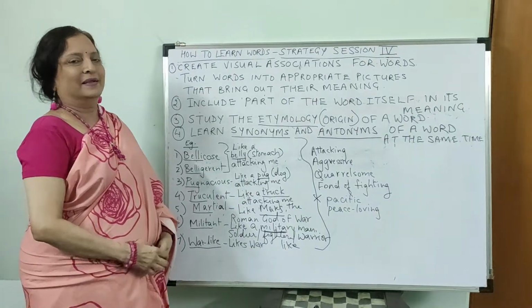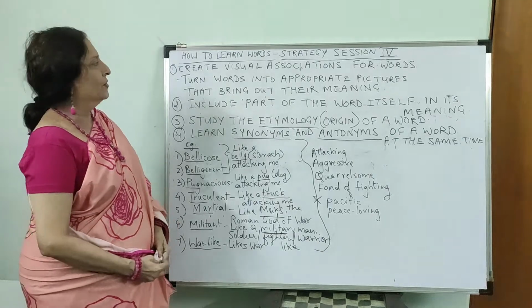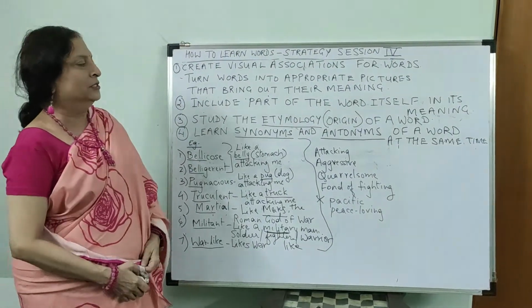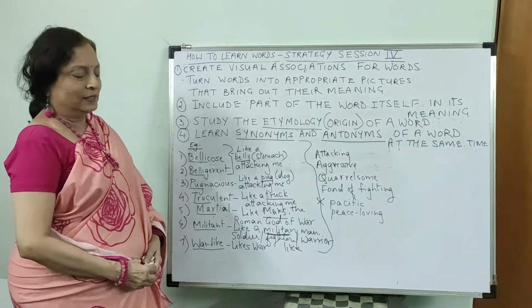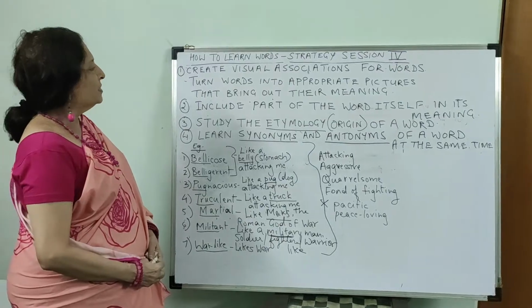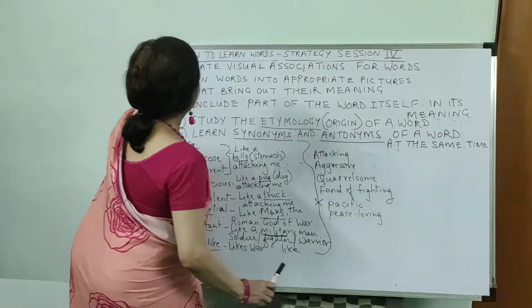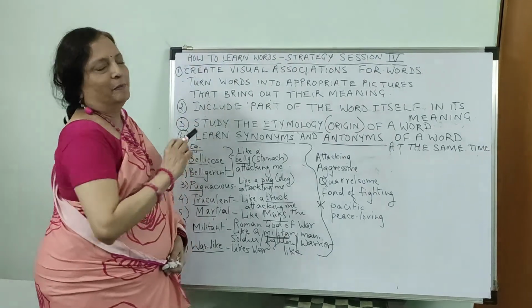Hello everybody, once again we are going to do a session about strategy on how to learn words. Here I shall be discussing together 4 hints or 4 strategies at one shot. The first one: create visual associations for words, that means turn words into appropriate pictures that bring out their meaning.